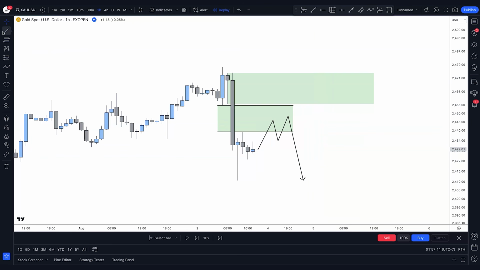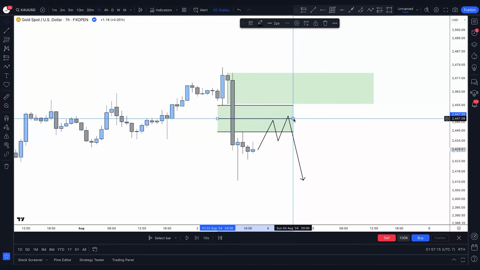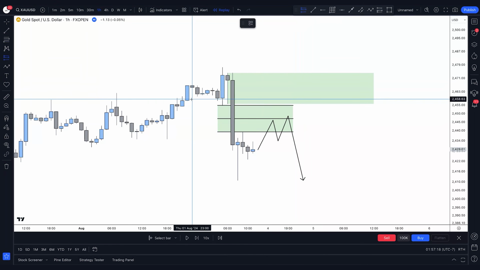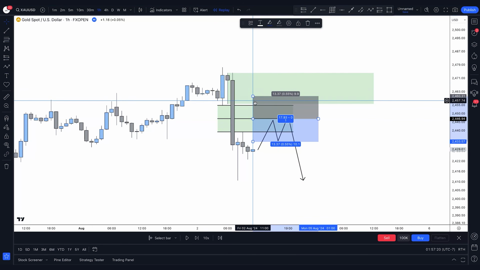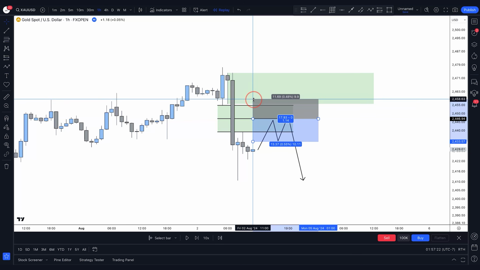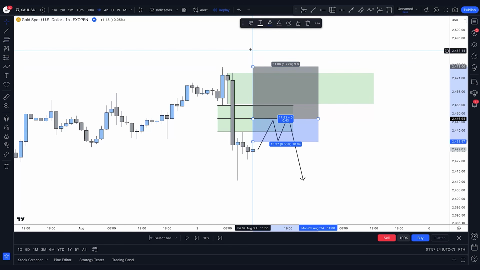Now, things don't really improve too much when we use the midpoint of fair value gaps, as I see some people doing. So if I was to enter from the middle of this FVG, my stop loss is either still going to have to be in a danger zone, or it's still going to have to be very big.